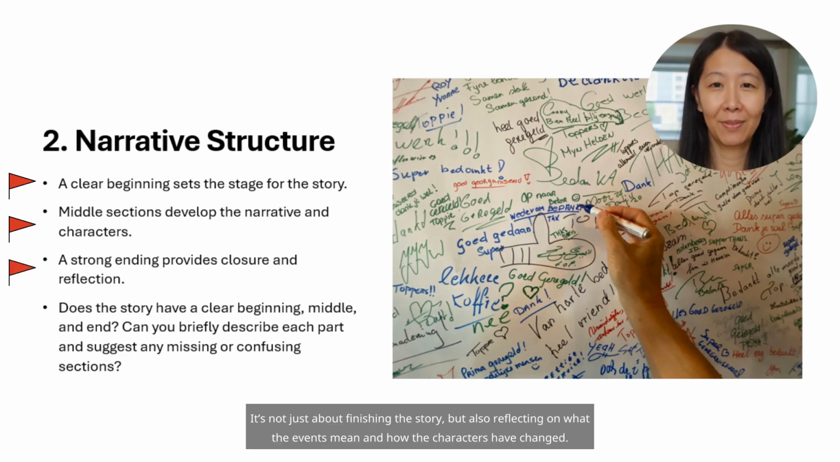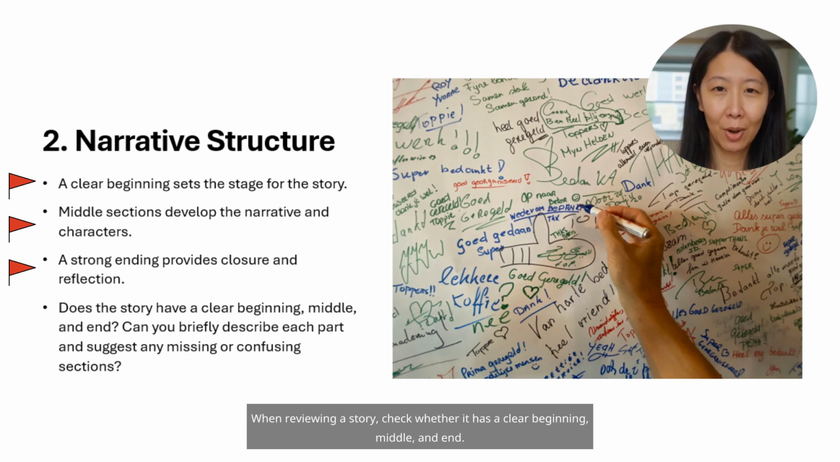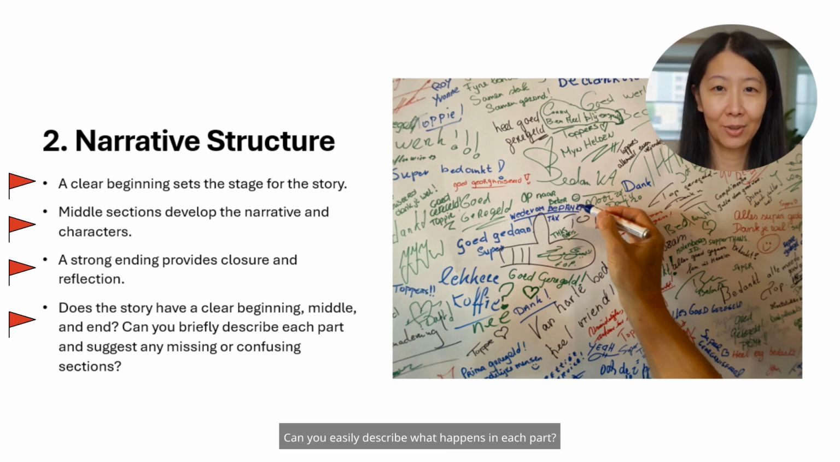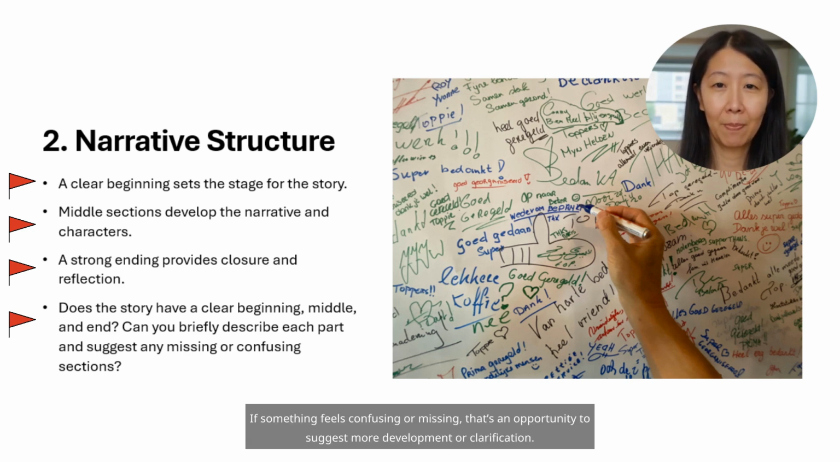It's not just about finishing the story, but also reflecting on what the events mean and how the characters have changed. When reviewing a story, check whether it has a clear beginning, middle, and end. Can you easily describe what happens in each part? If something feels confusing or missing, that's an opportunity to suggest more development or clarification.